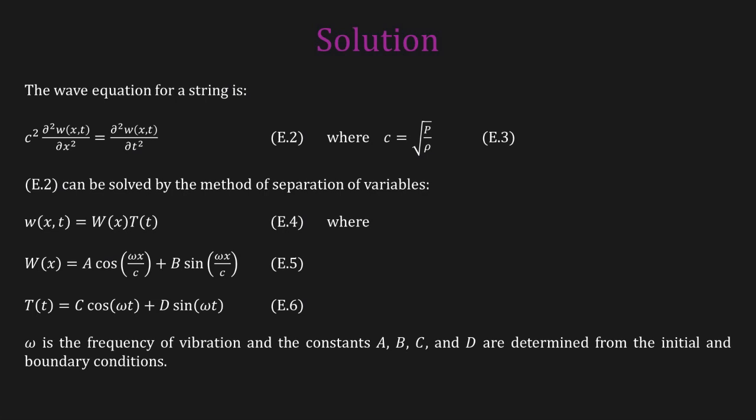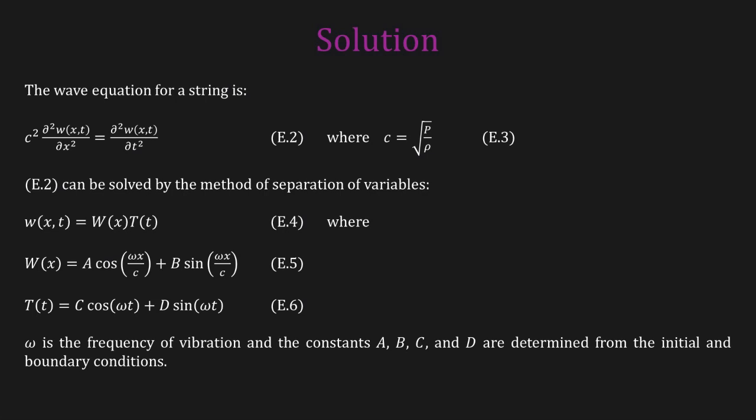Equation 2 can be solved by the method of separation of variables, in which we assume the solution is written as the product of two functions, one dependent on each of the variables, where W of x and T of t are in the form of a harmonic function, where we have the sum of a cosine and sine with different amplitudes and same frequency. The amplitudes are constants A, B, C, and D, and the frequency for W of x is omega x over c, and for T of t is omega t.